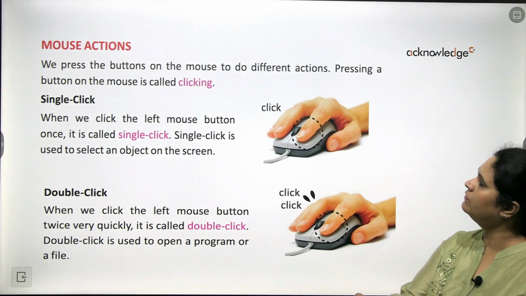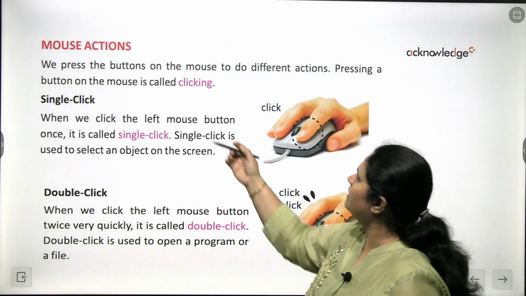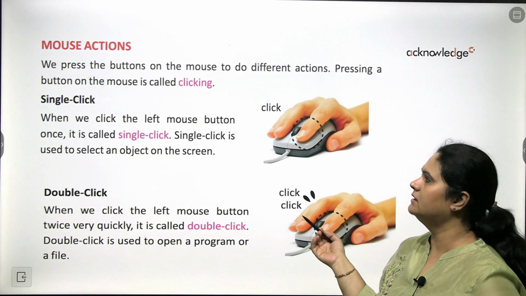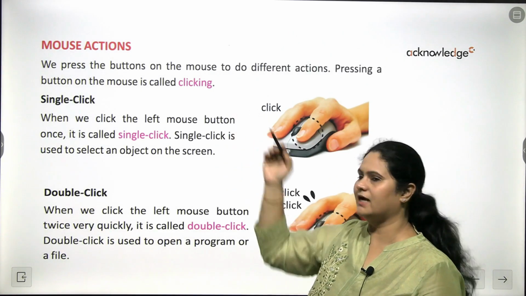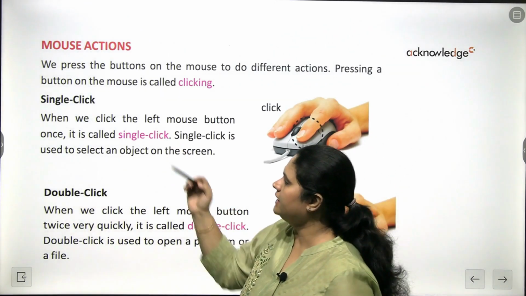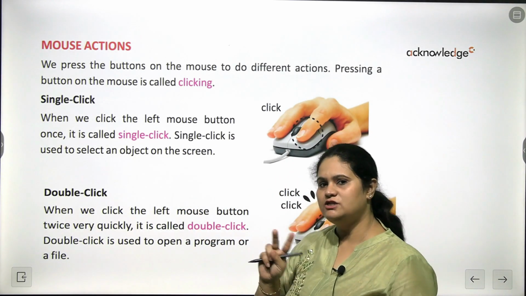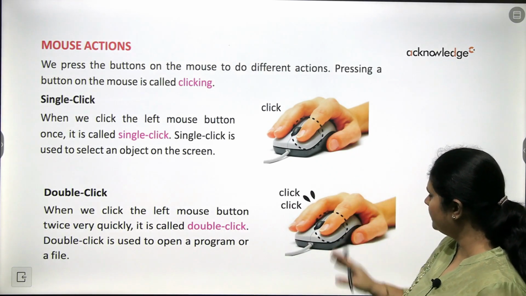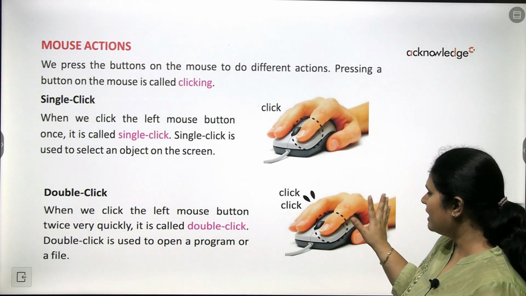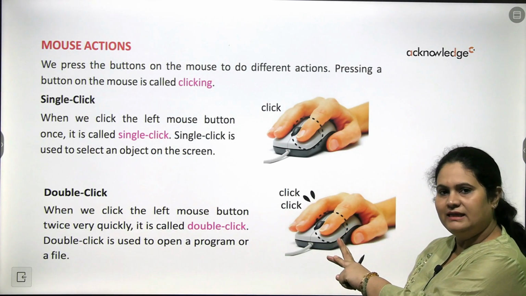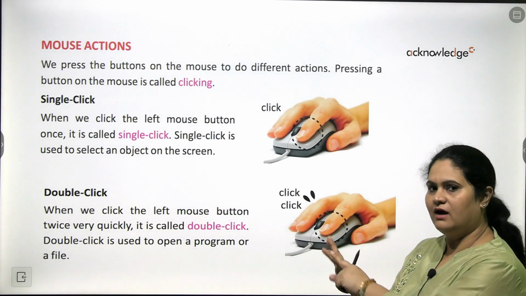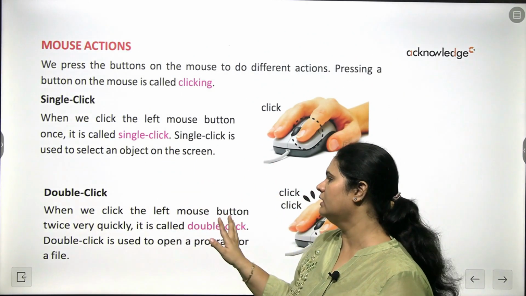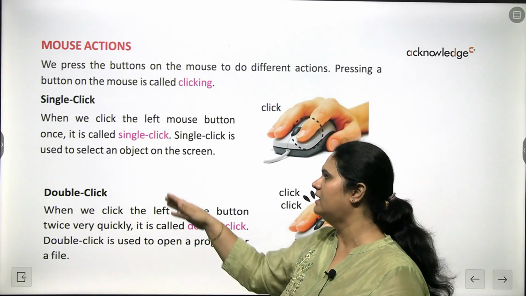Now, let's talk about the mouse action. We press the buttons on the mouse to do different actions. Pressing a button on the mouse is called clicking, right? Single click and double click. These are the two actions that a mouse can do. So, when you hold the mouse in your hand, then you press the button that is under your index finger once, then it becomes a single click. Otherwise, when you click it twice, it becomes a double click.